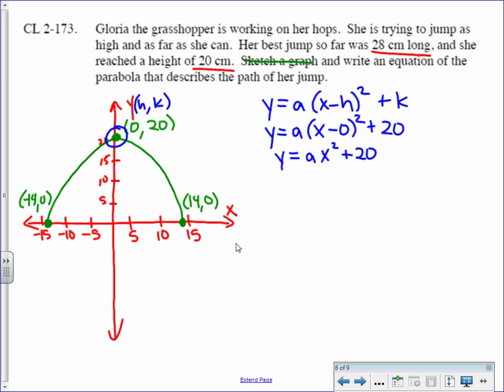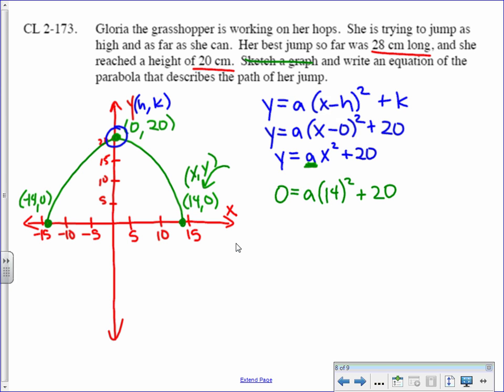Now the key thing that I'm missing is a. So to find a, I can plug in a point on my graph. I can't plug in the vertex because I've already used the vertex to create the equation. So you can plug in either (negative 14, 0) or (14, 0) since you know those points. I'm going to use the positive one just because it's easier for me. So if I plug in (14, 0) for x and y, I can solve to get my stretch factor a. So y right now is 0. X is 14.